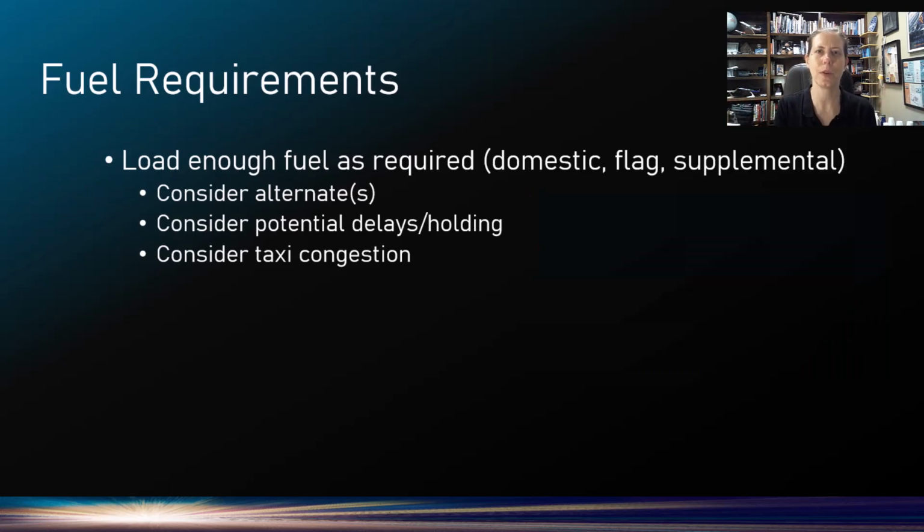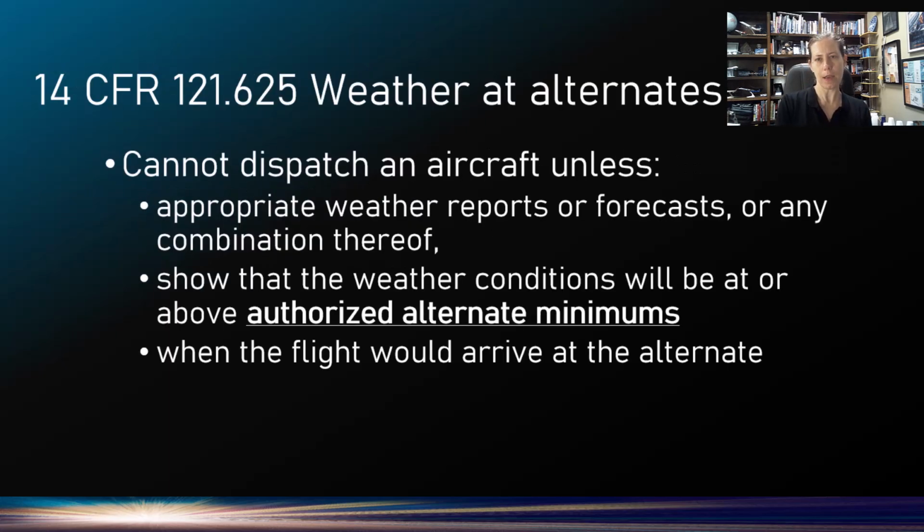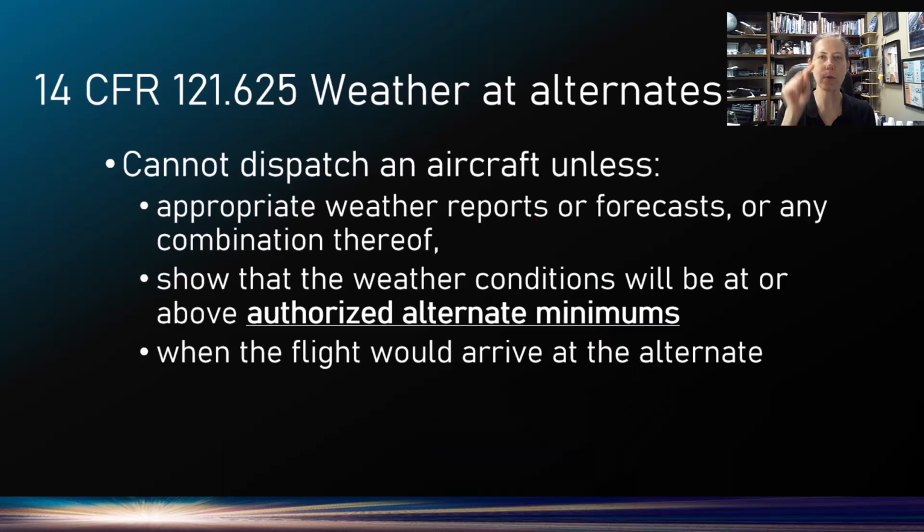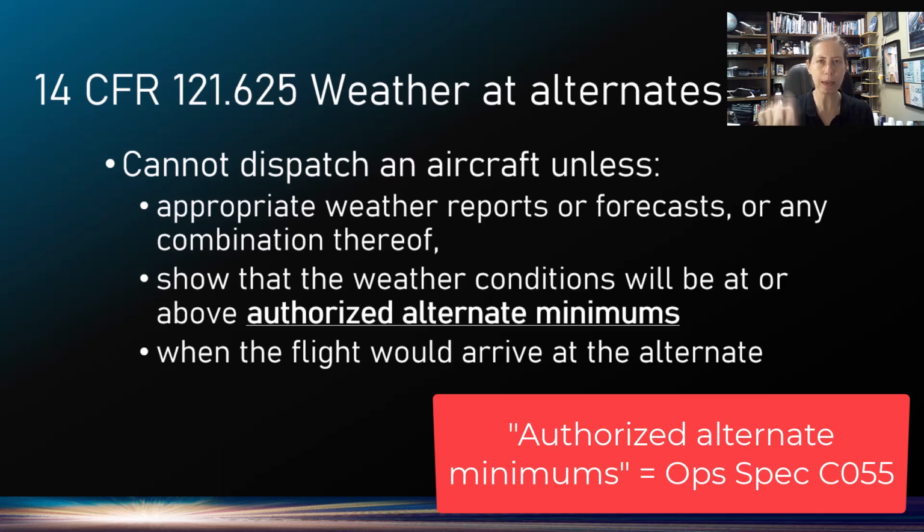And this is computer flight planning. Okay, what about the alternates? This is another important thing. Again, we can't dispatch the aircraft unless our weather reports, forecasts, or any combination thereof, again, METAR and TAF, show that the weather is going to be at or above alternate minimums when we get to the alternate. When we get to the alternate.